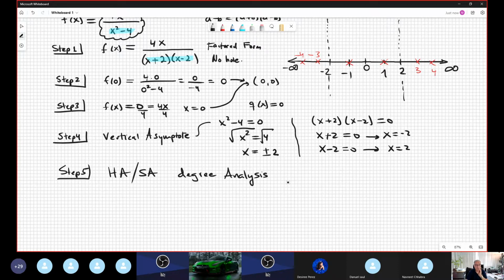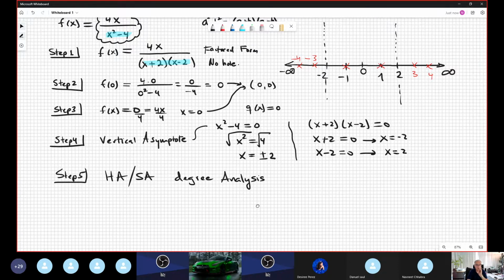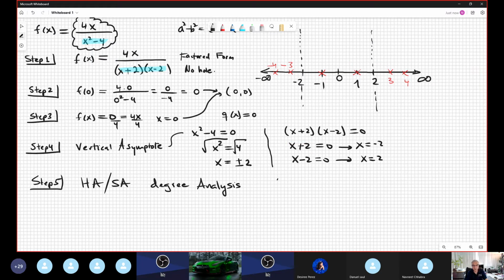Let me start at the beginning. The original equation is 4x divided by x squared minus 4. The degree of the polynomial at the top is 1, linear, good. And the degree of the polynomial in the bottom is 2.